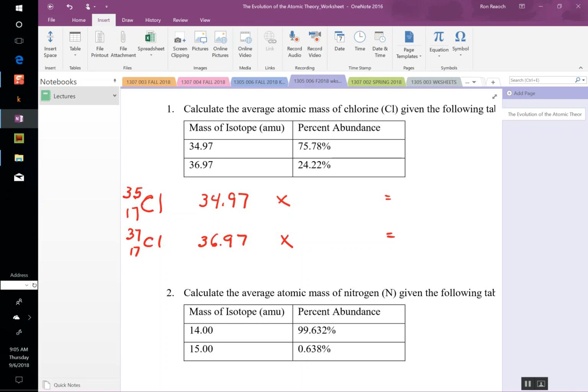let's look at chlorine. So the 75.78 is going to convert into that decimal. The 24.22 is going to just convert into 0.2422. And someone want to give me some numbers here? Let's see what you got, Ali. You've got 26.50 and 8.95.